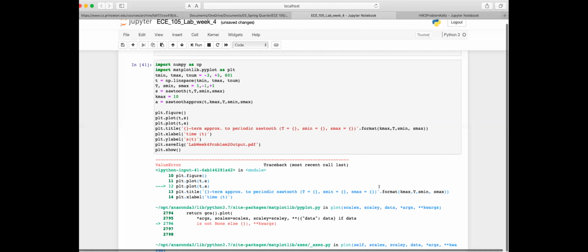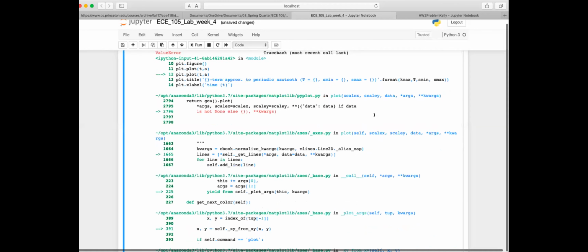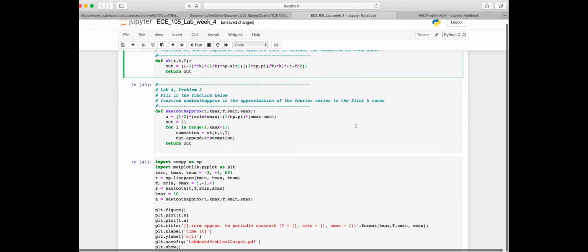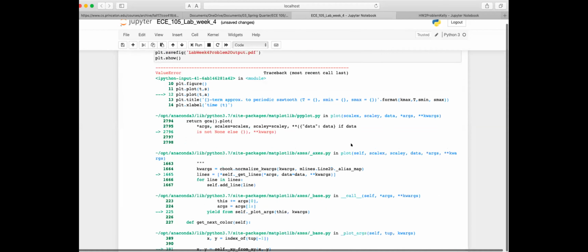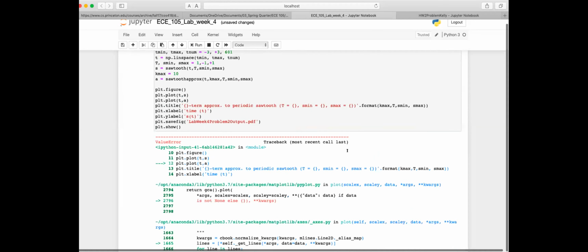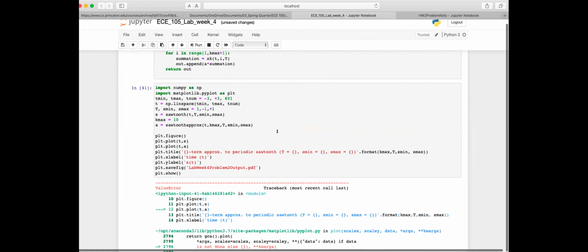Can you share the screen? There's no K inside what's called within sawtooth approx. Do I have to pass K max into SK? No. What are the inputs to SK? It's T, K, and capital T, right? So when you call the function SK inside sawtooth approx, in place of K, what you pass in is K max as an input. That's what you do.